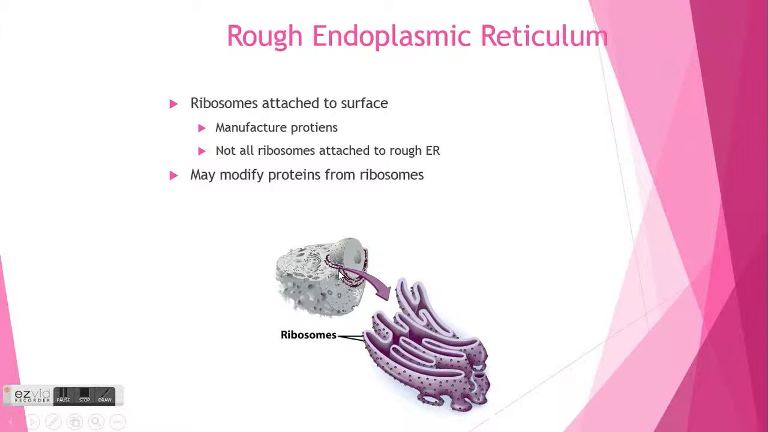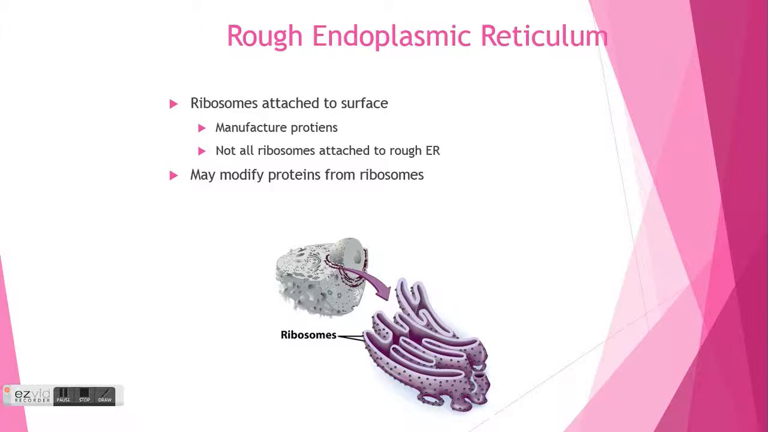Now what this rough endoplasmic reticulum is really doing is kind of doing two things. It kind of gives ribosomes a home. That's one. It gives a central base, a central place for all the ribosomes to make the proteins, and it also helps modify the proteins, with the ribosomes.